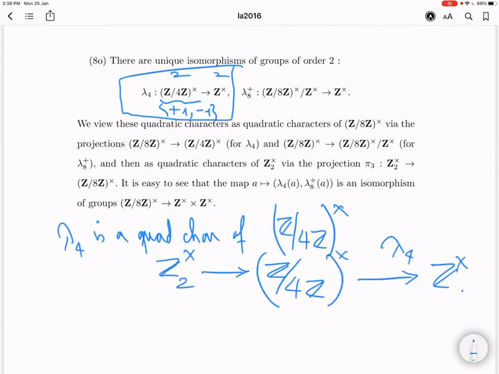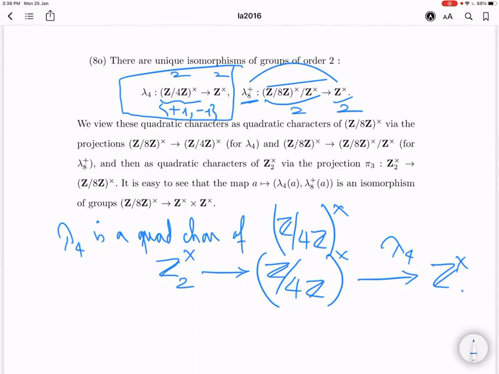Okay. Similarly, this is a group of order 2. This is a group of order 2. So I have this isomorphism lambda 8 plus, that's the name I'm giving to this isomorphism.